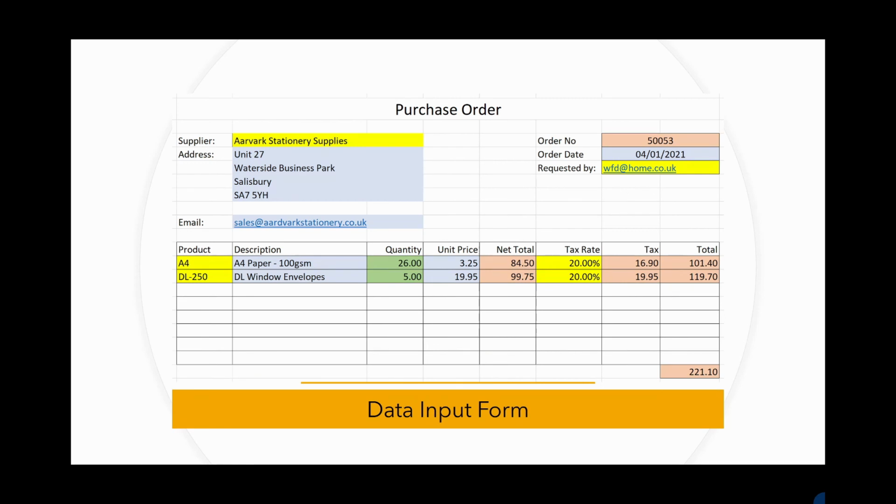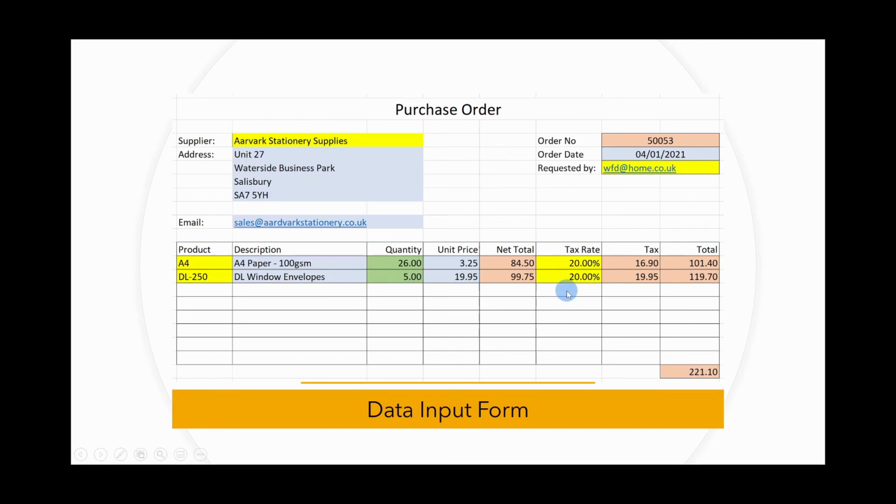The original purchase order input form that I sketched out looks like this. It consists of a header, with information about the supplier, address, email address, order number, order date, and who requested it, in the top part of the form. In the bottom part are the purchase order lines, where each line will have information about the product being ordered, the quantity, the unit price, the net total, the tax rate, the total tax and the total, and therefore the total order.